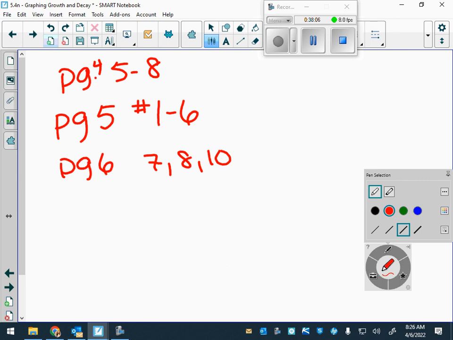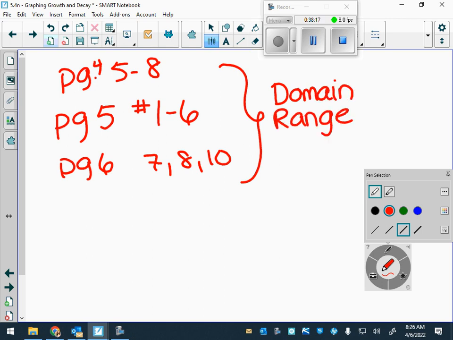All of these, I know it does not mention, but all of these, I want you to include domain, range, horizontal asymptote, and your y-intercept. Exactly what we did in class. Okay? Start off with your table of values. So page 4, 5 through 8, page 5, 1 through 6, and page 6, 7, 8, and 10. Identify domain, range, horizontal asymptote, and y-intercept.